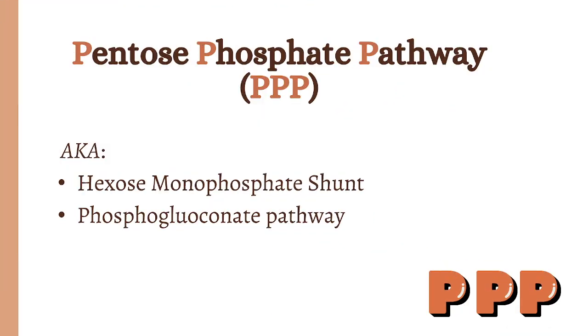The pentose phosphate pathway is also known as the hexose monophosphate shunt and the phosphogluconate pathway. Hexose monophosphate shunt because we are talking about hexose monophosphates, particularly we will be starting with glucose 6-phosphate as an initial substrate, and phosphogluconate is actually a metabolite also in the pathway, as we are going to see.